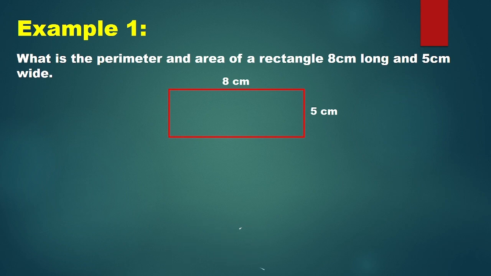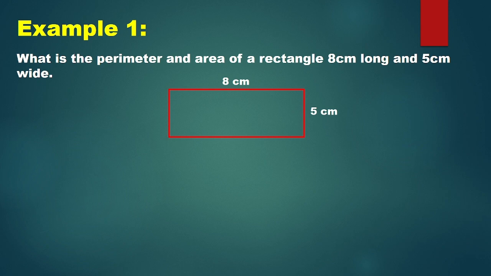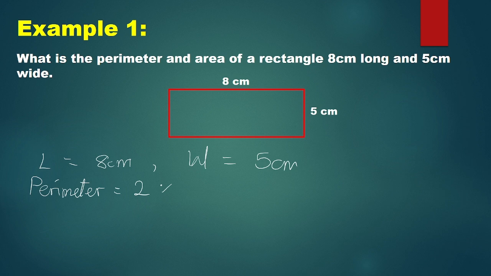Example 1. What is the perimeter and area of a rectangle 8 centimeter long and 5 centimeter wide? Here, the rectangle has a length of 8 centimeter and it has a width, which can also be called breadth, of 5 centimeter. So first, to find the perimeter, all we have to do is to apply the formula, which is 2 multiplied by the length plus the width. Now, that's just simply 2 times 8 centimeter plus 5 centimeter.